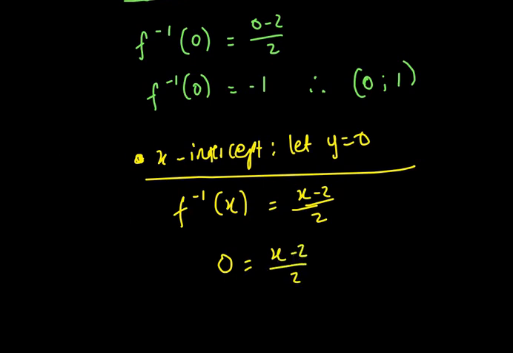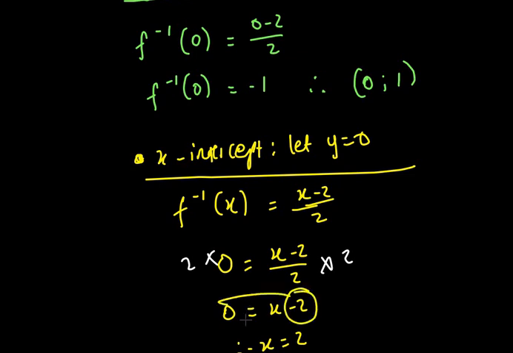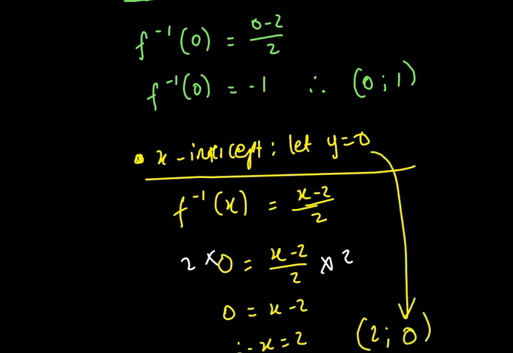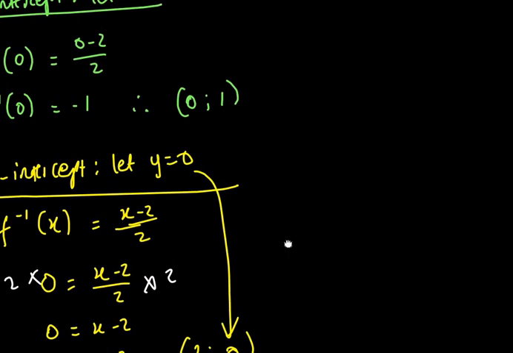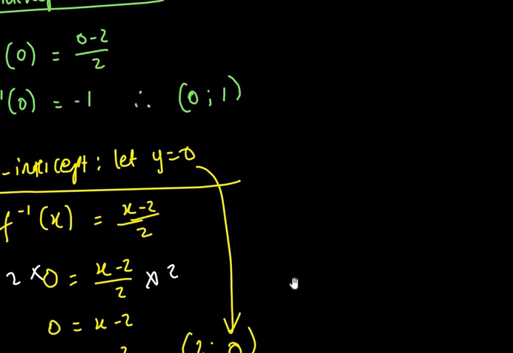Then when you multiply by 2 both sides, you're going to find yourself having 0 equals x minus 2. Therefore, your x will be equal to 2 when you take the negative to the other side. Now that you have this, it means when x is 2, the y value is 0, because you said let y be 0. Using those two things, they are more than enough to sketch your inverse function. So what do you then do?